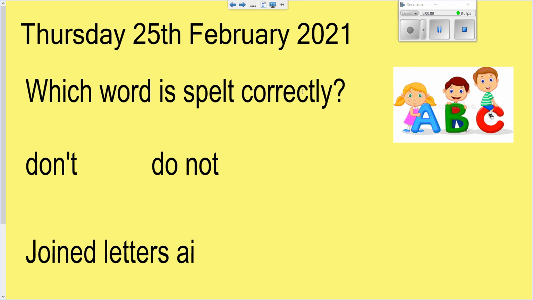So we're going to start with looking at our spellings. We're going to look at these two here. We're going to think about which word is spelled correctly. So we've got don't, okay, and we've got do not. I want you to have a think. Which word is spelled correctly? Have a think.